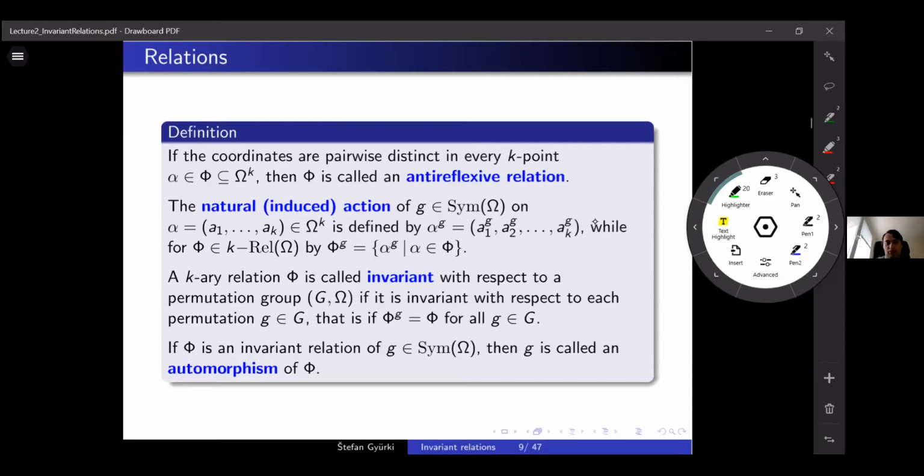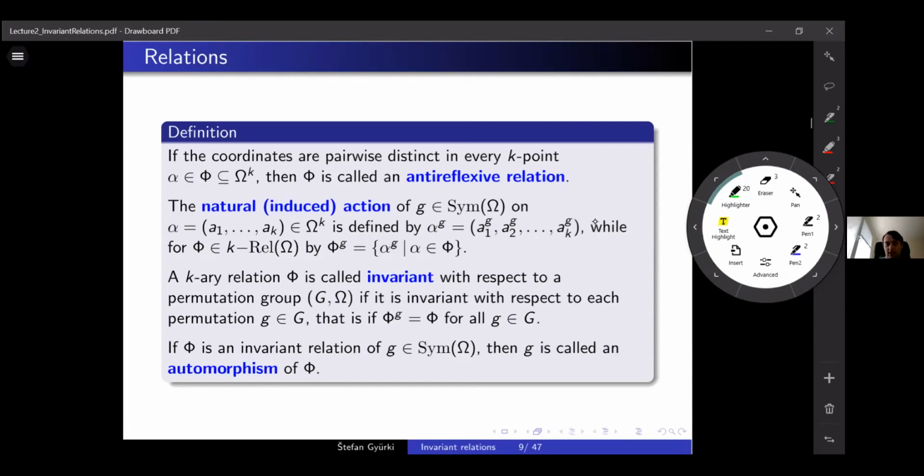And now we are coming to a very important notion. We call a k-ary relation phi invariant with respect to a concrete permutation group G on omega if it is invariant with respect to each permutation g from the permutation group G. That means that each permutation which I have in the group G fixes the relation phi if I am considering it as a set. So the image of the set phi under each element of the group is phi.